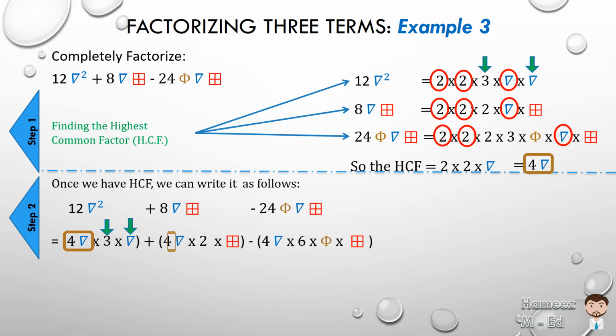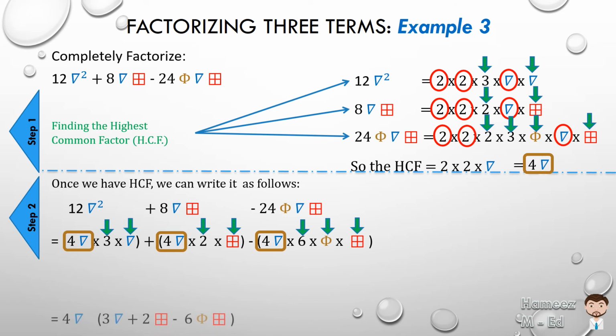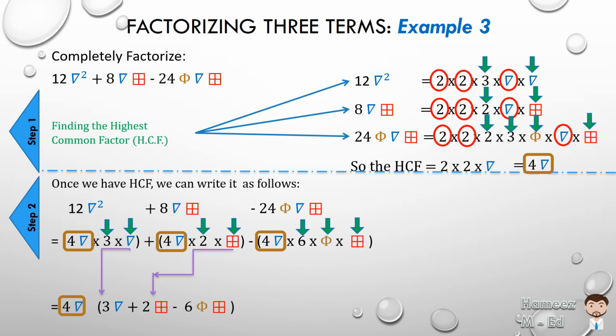For the second term, we start with the HCF again, and then we multiply by 2, which is 8, window. Then for the last one, HCF again, where 4 times 6 is 24, and then circle window. Now that we have gotten that, if we look in all 3 terms, what do we have that is the same? We have the HCF. We can extract that outside of the brackets, and then everything else will be put into one set of brackets. We have completed the factorization of 3 terms.